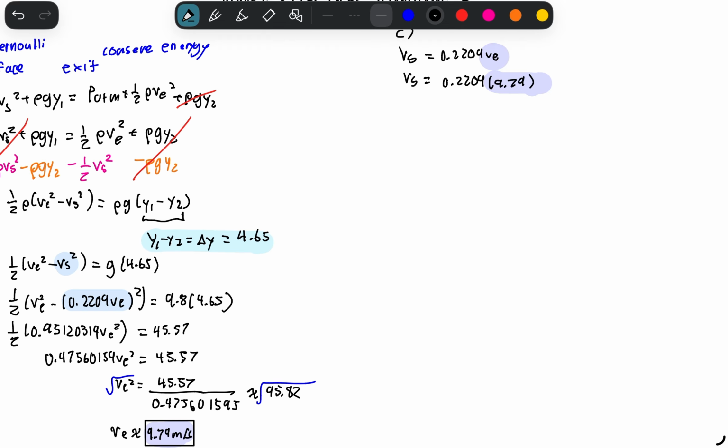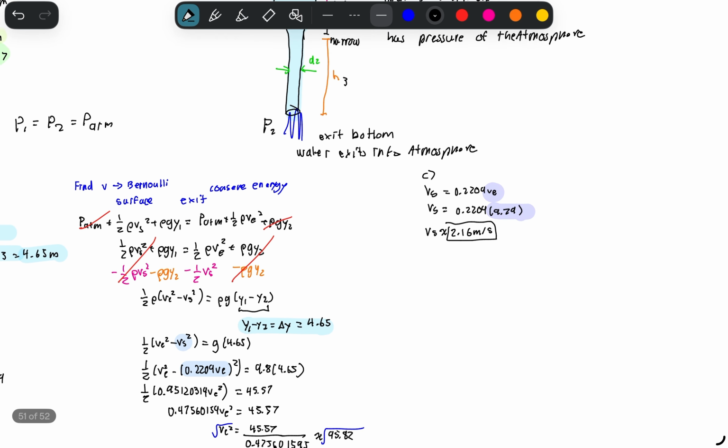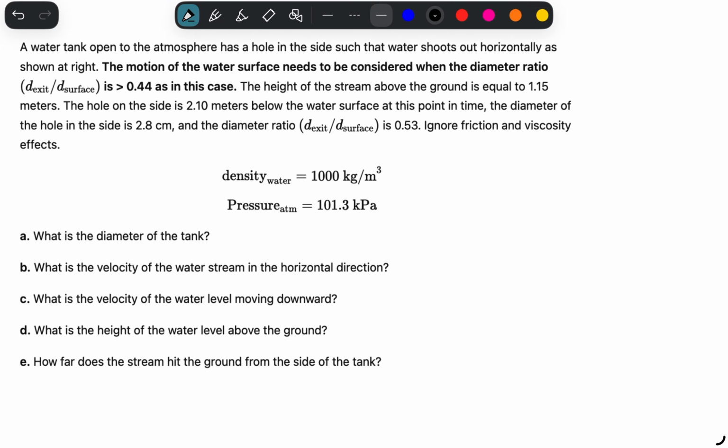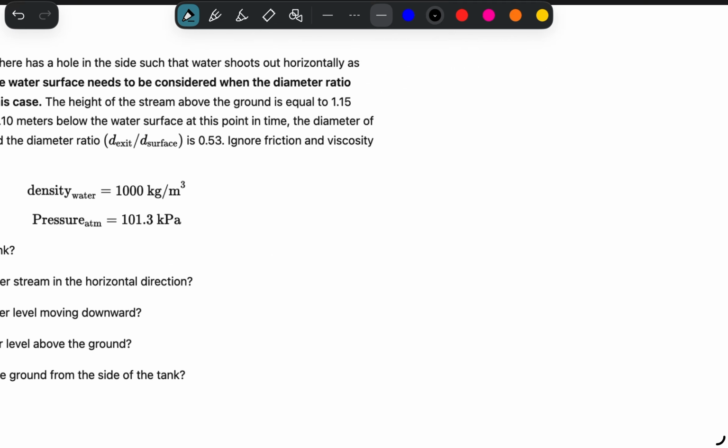9.79. So that's going to give us approximately 2.16 meters per second for our VS. Now, for our next question, we have a different setup.